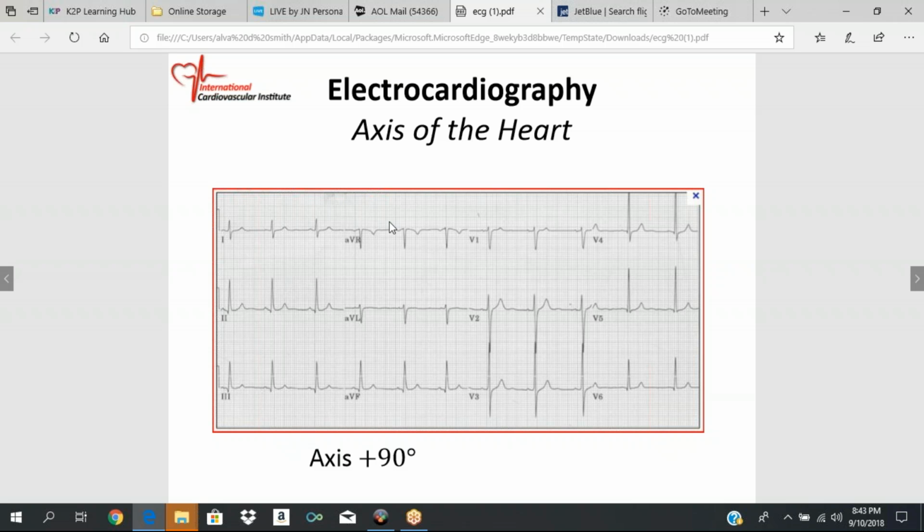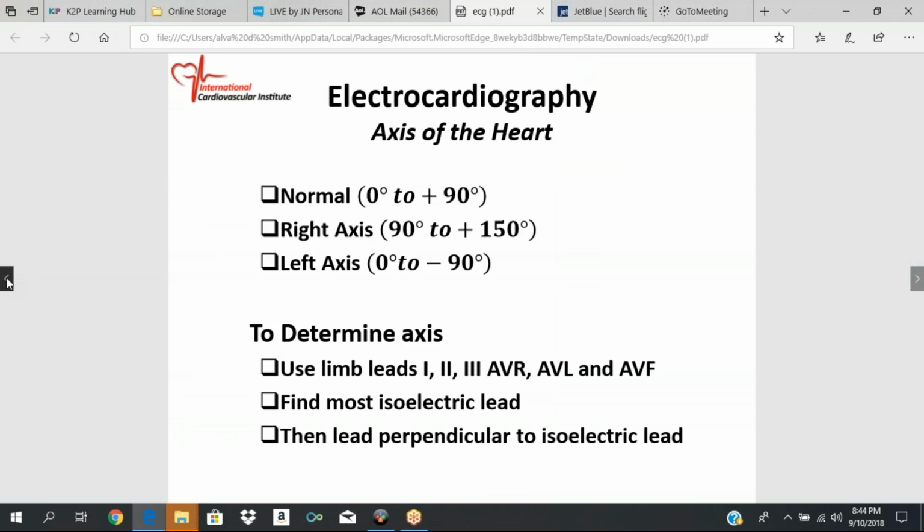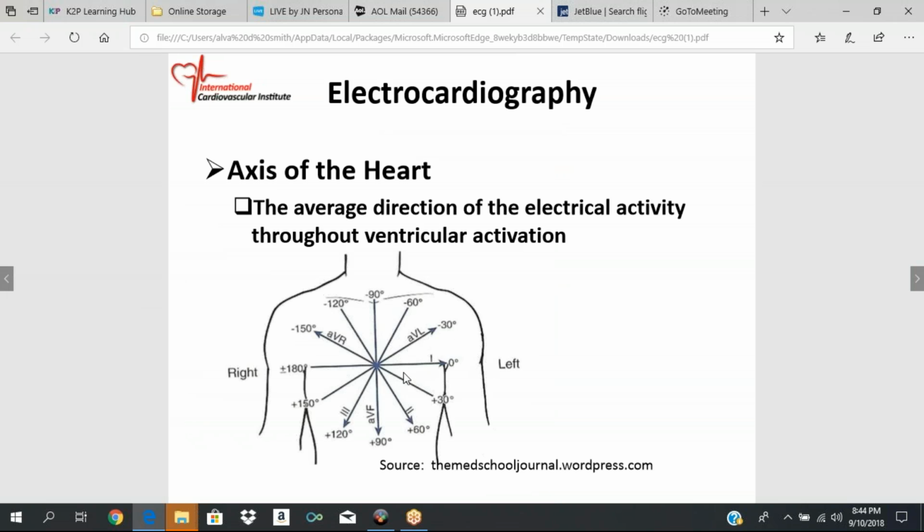Let's do the axis. Look in your limb leads. The most isoelectric in your limb leads is lead 1. The positivity is almost equal to the negativity. Okay? Which lead is perpendicular to lead 1, because lead 1 is the most isoelectric? Let's go back. That is why you have to always have your cheat sheet. So this is lead 1.